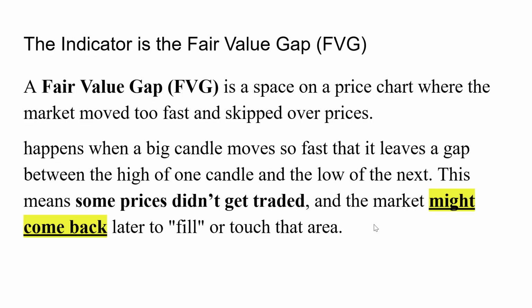So the indicator, once again, is the fair value gap. All it is is a gap on a chart whereby the price has moved so fast that it has skipped over a couple prices. It's a 3 candlestick pattern, okay, on any time frame. For the majority of this video, it's going to be on the 5-minute time frame. Now it does happen when a big candle moves and it leaves a gap between the high of one candle and the low of the next, but it's better seen than explained. So the idea is that once that gap occurs, the market might come back to fill it later. And if it doesn't come back to fill it later, we'll also talk about that too.